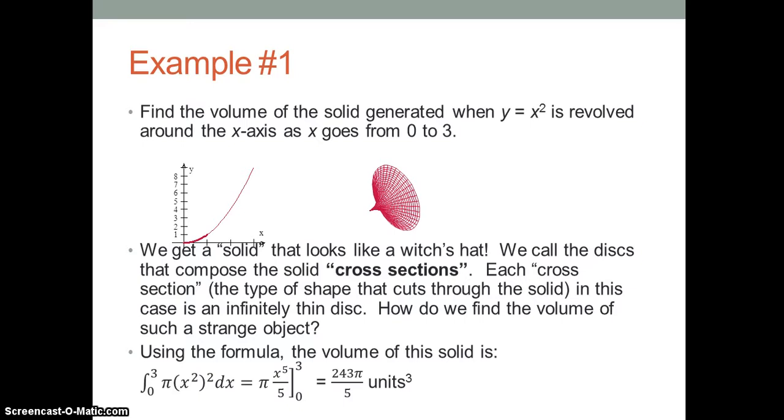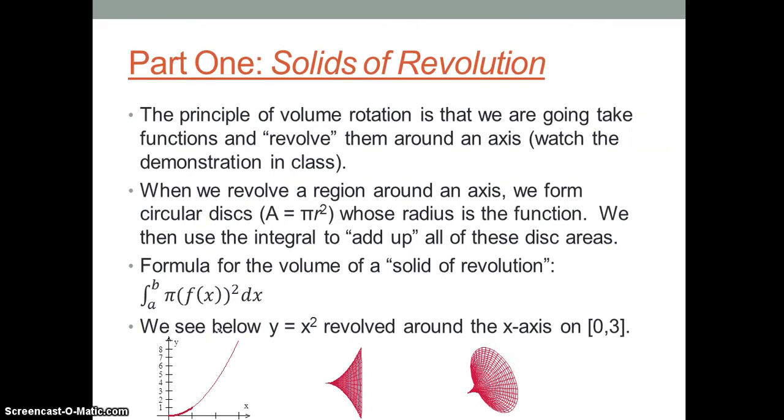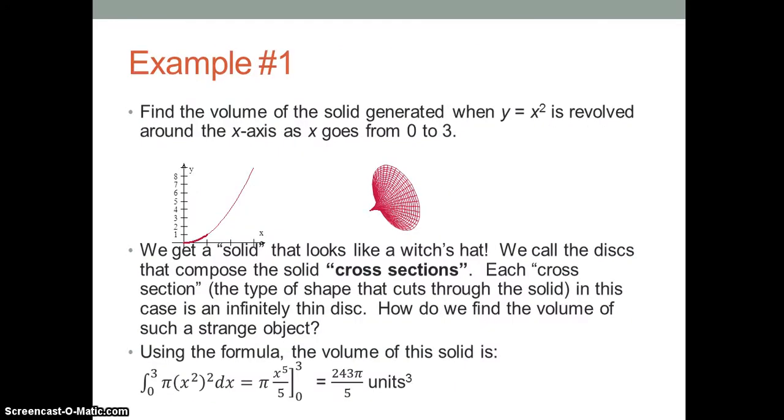How do we find the volume of such a strange object? Well, we use our formula. Our radius in this case of each of our disks is the height of the function, which is y is equal to x squared. So we plug that in to our formula for f of x, so we get x squared dx. And we're going to square our function, so our overall formula is going to be pi x squared dx, which will then integrate from 0 to 3, as you can see on the very bottom line.